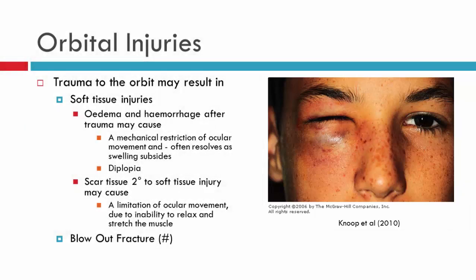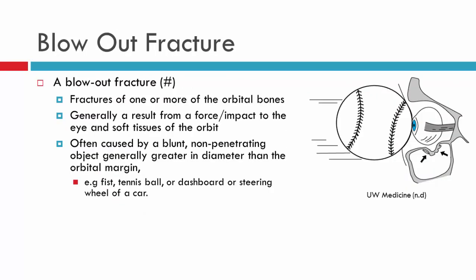The other thing that can happen is a blowout fracture, in which case the orbital bones are affected by the injury. A blowout fracture, in essence, is a fracture of one of the orbital bones and will occur when a force or impact hits the eye or the soft tissues around the eye. So it's often caused by a blunt, non-penetrating object. So we're looking at things like a ball or a fist. And it generally happens when the object is larger than the diameter of the orbital margin. And we can see here in the image to the right that the ball is larger than the orbital margin.